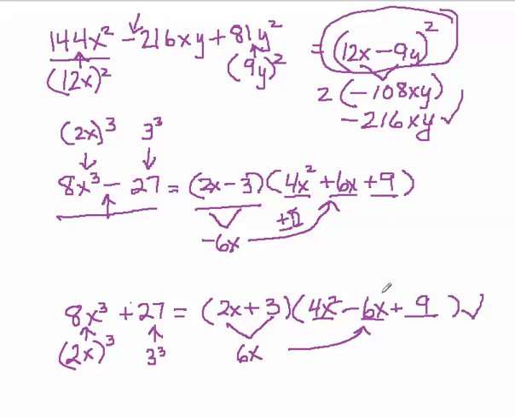Now, I didn't have enough room left here to check it, but you can check it by just multiplying your binomial times your trinomial, and you'll come out with what you started with to begin with.